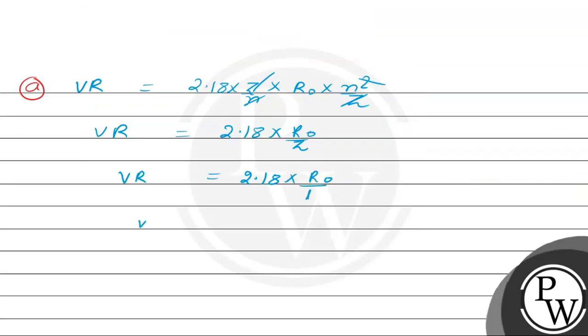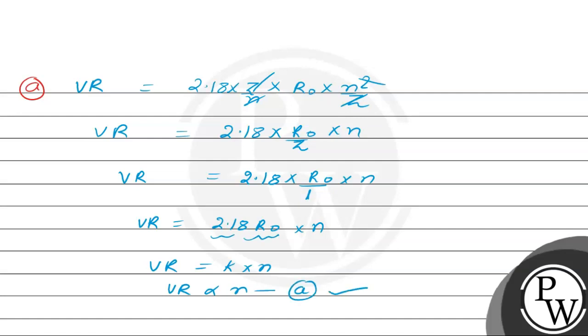This is product of V and R. So V and R will come out to be 2.18 R naught into n. And this R naught is radius of hydrogen, and this 2.18 product will be constant. This is K into n. So from here we can write product of V and R, that is velocity and radius, is proportional to n. From here we can say option A is correct.